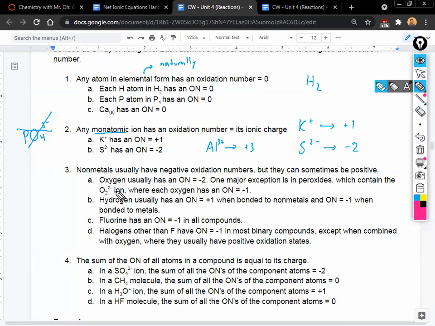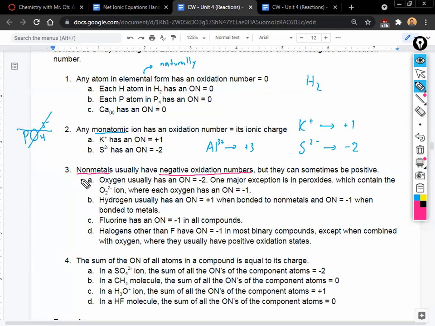Okay, so the next rule right here, there's one rule, but there's a lot of little details that need to be said. So just bear with me. If you take a look at this, the rule says that nonmetals usually have negative oxidation numbers. Things on the right side of the periodic table usually have negative oxidation numbers. This rule is kind of annoying because it says they're usually negative, but they can be positive.